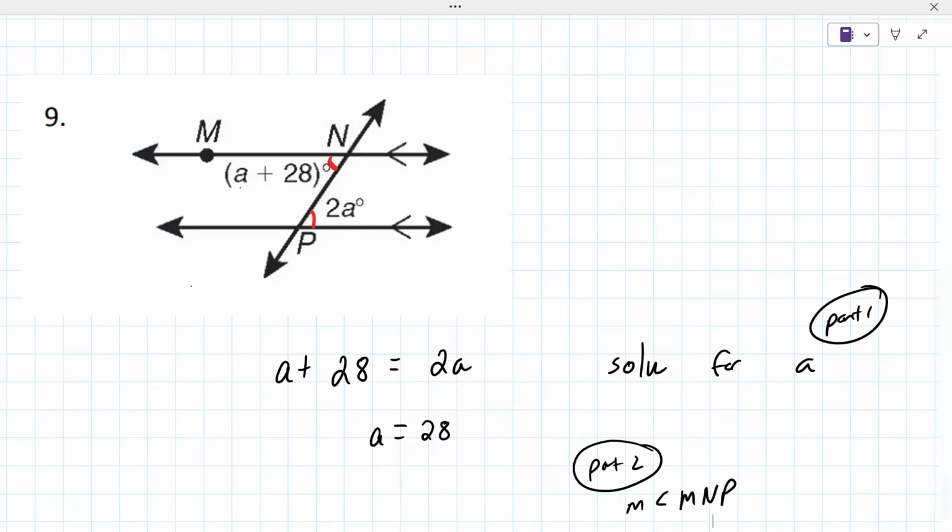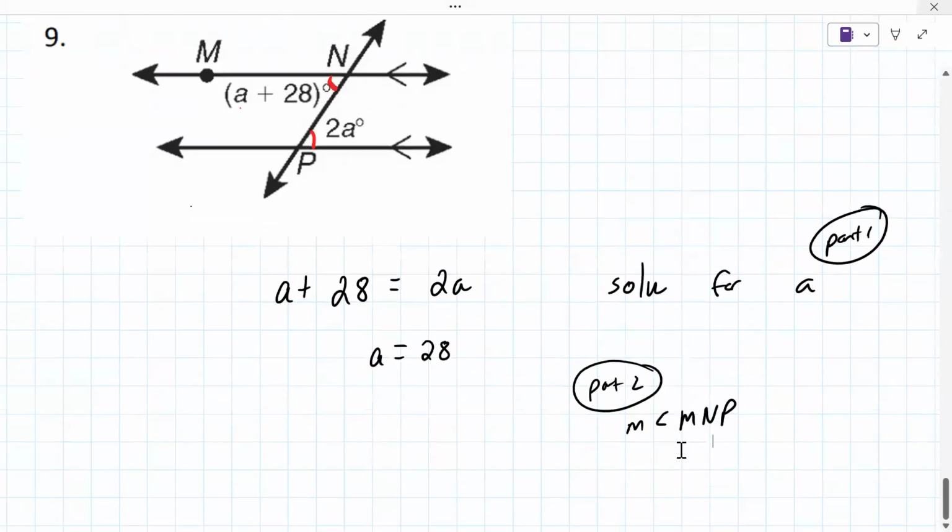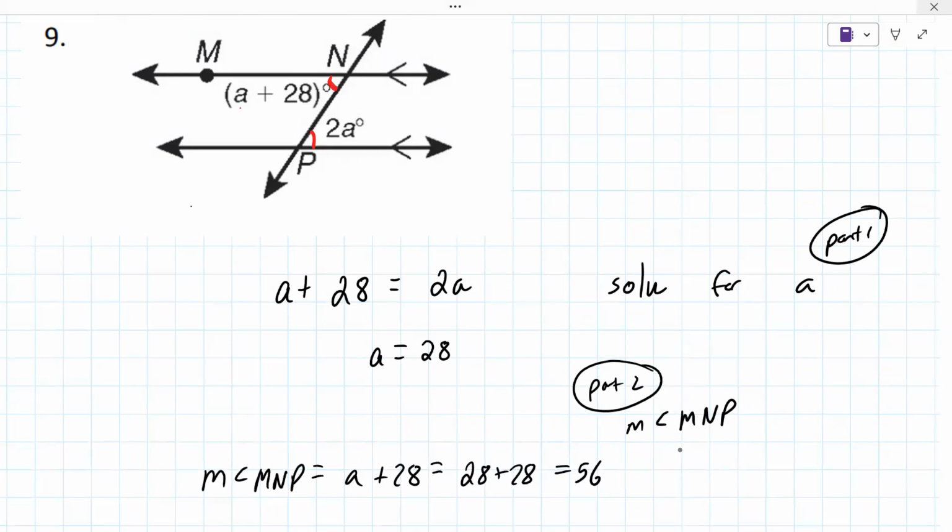Well, MNP would be, so you're asking if it's equal to 2A? Is it the A plus 28 or is it the 2A? Oh, the A plus 28? Yeah. And just a reminder, the N is the vertex, so it's the middle letter. Okay. So if you're asked to find the measure of angle MNP, that's A plus 28, which equals 28 plus 28, which equals 56 degrees.